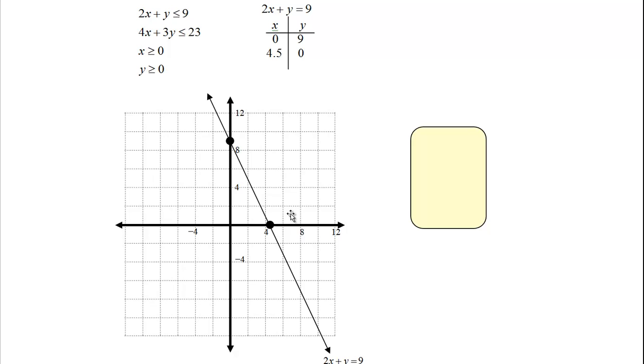Because I've got to stay in the first quadrant, I need to shade this side, so that would be this part right in here. I happen to have a nice little shading piece here. Let me move it over here. There. So this one, x and y greater than or equal to 0, you do them all at the same time. So now all I have left is this one right here.